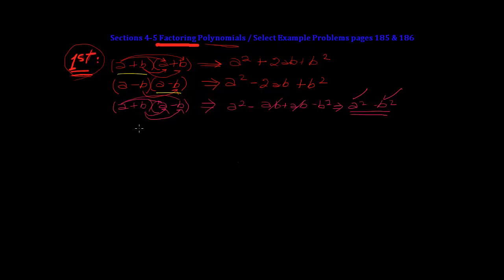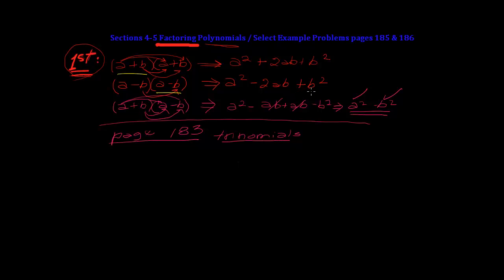The next important polynomial to recognize is on page 183. And on 183 they show perfect trinomials. So these are ones that you will want to be able to recognize by inspection. So again, recognizing by inspection is this up here, this one here, and the perfect square.